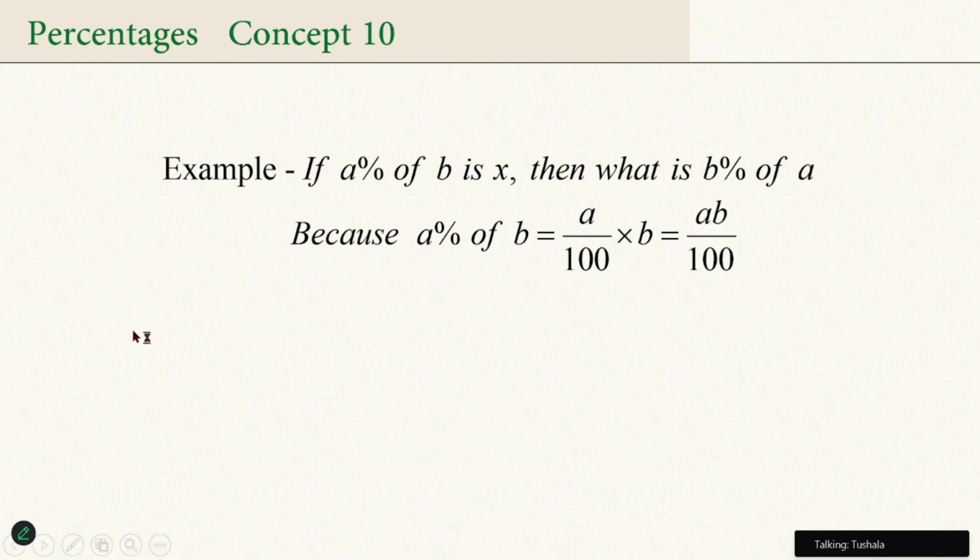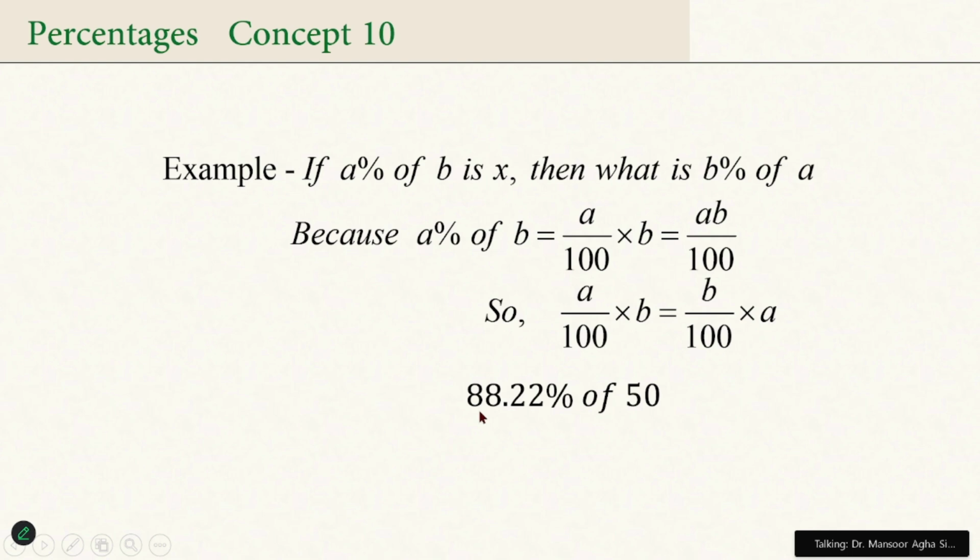A upon 100 multiplied by B should be equal to B upon 100 multiplied by A. This is also B multiplied by A upon 100, which is the same as AB upon 100. So A% of B is always equal to B% of A.